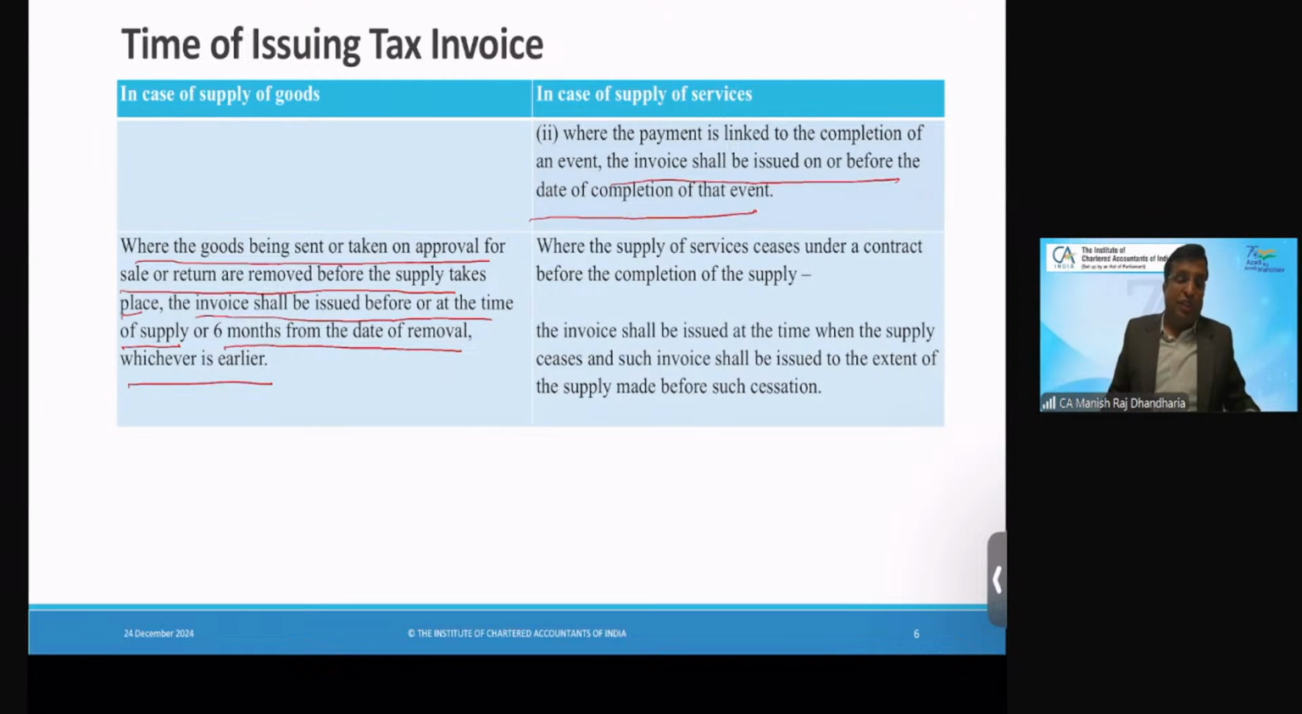Okay, so this is the point where contract is ceased before the tenure. So in that case, when the contract is ceased, we'll calculate the value of services and accordingly the invoice will be raised. Okay, let me read this for you.